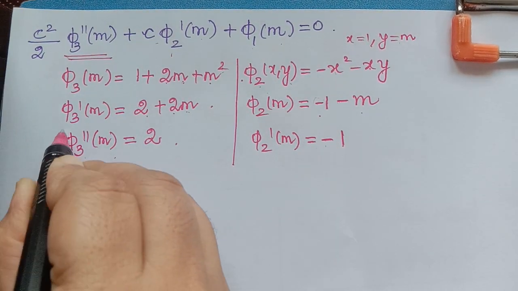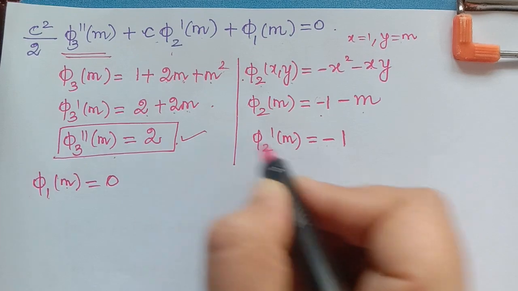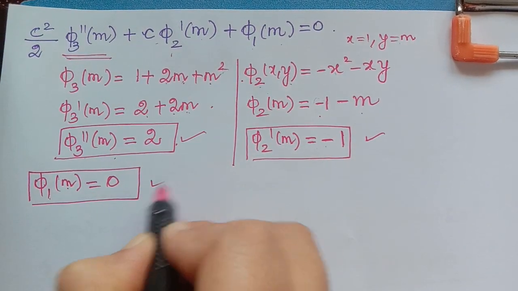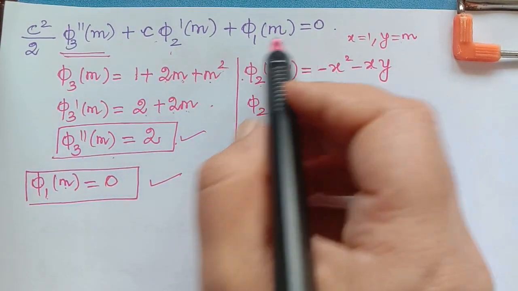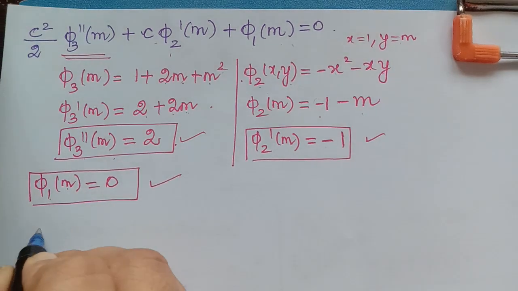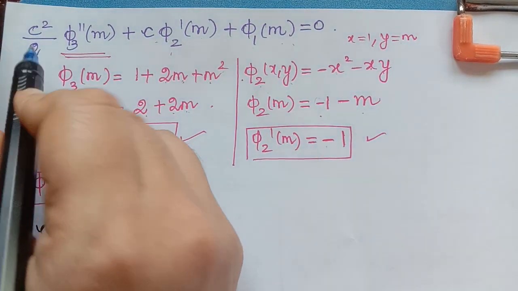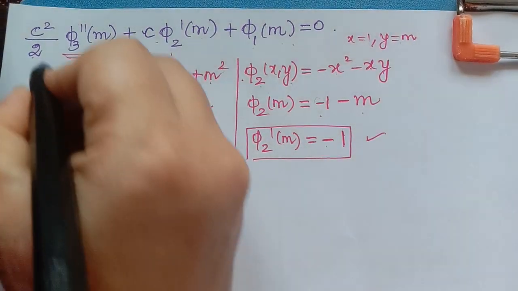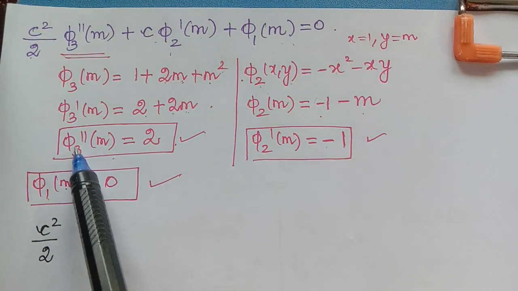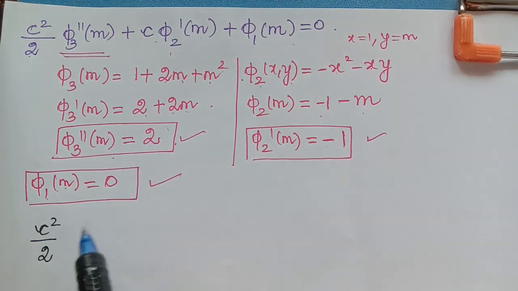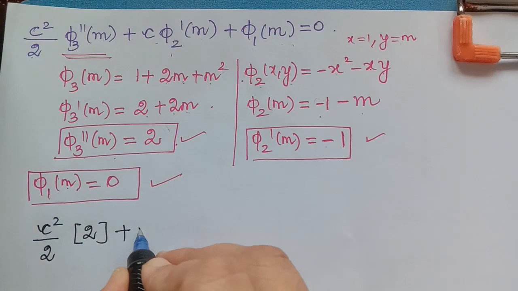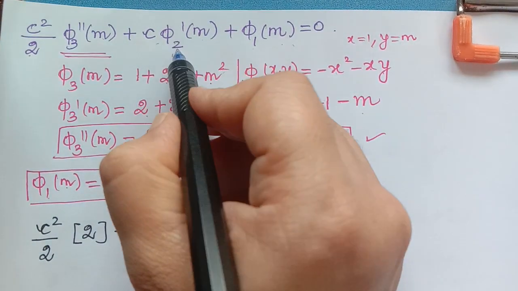Now we have to substitute phi 3 double dash of m, phi 2 dash of m and phi 1 of m in this equation and evaluate the value of c. So what we will get is c squared by 2 factorial is 2 only actually. So 2 and then phi 3 double dash of m. So what is phi 3 double dash of m? It is 2. So multiplied with 2 plus c multiplied with phi 2 dash of m.